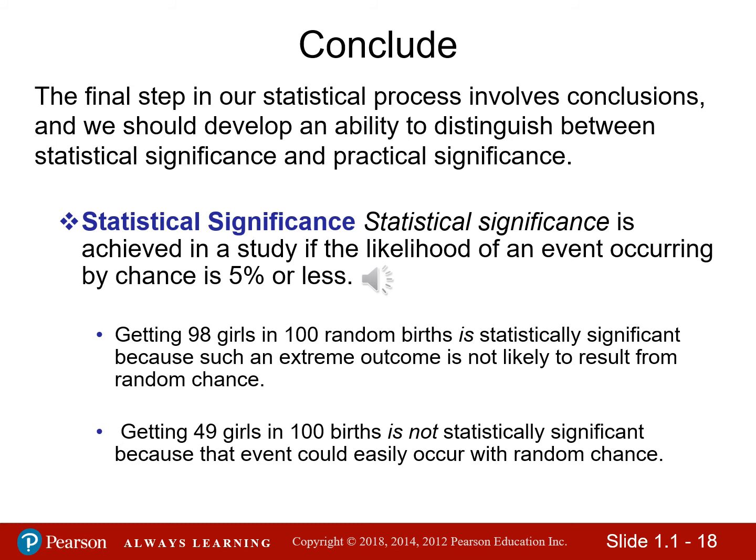caused these results. However, if only 49 of the 100 births were girls, we would say this is not statistically significant because that outcome is more likely to occur since we know that there is almost a 50-50 chance of having a boy or a girl.